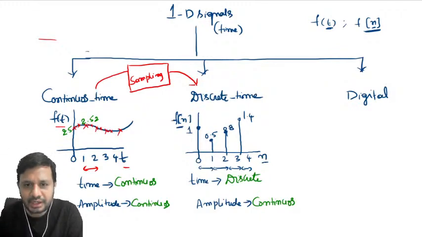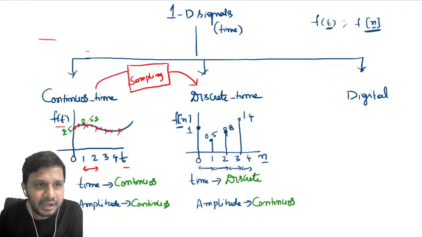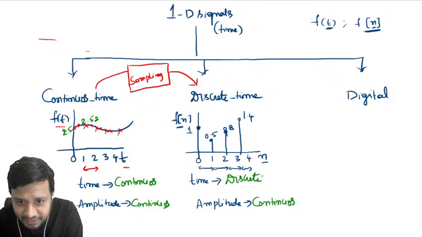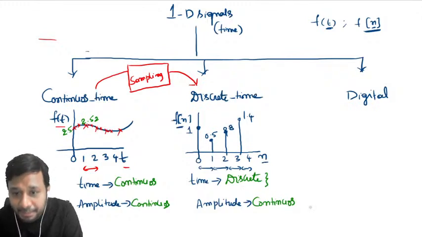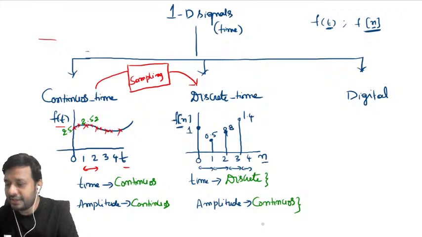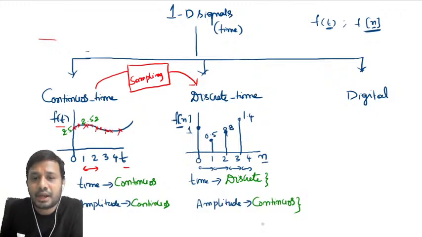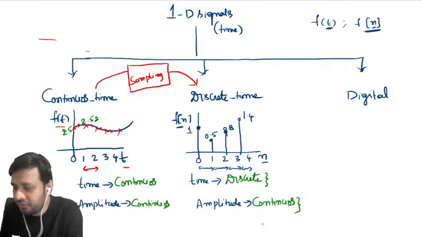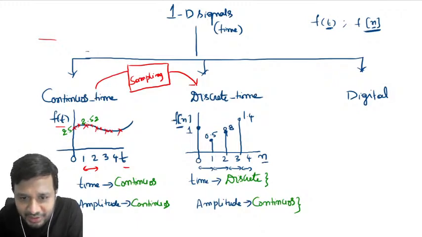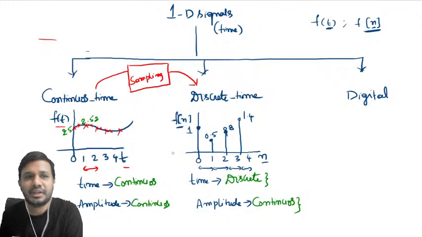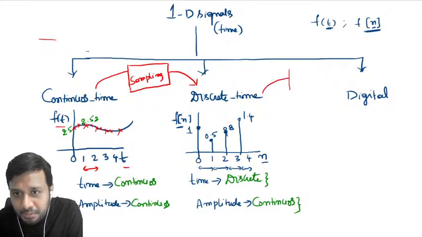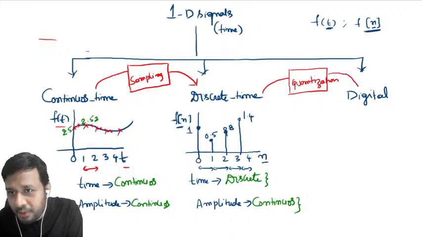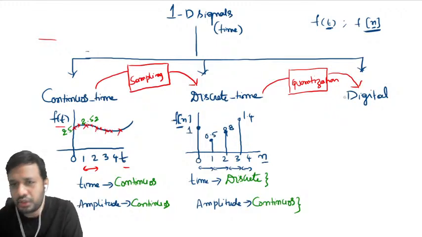Now after coming to discrete time signals, what is the nature of the independent and dependent variables here? The independent variable is discretized with sampling, but the dependent variable is still continuous. And we know that if we want to process any signal on a computer, the computer understands only the language of ones and zeros. So our aim is to convert these continuous amplitudes in the discrete case to discrete amplitudes, which is done by a process known as quantization. By quantization, discrete time signals are converted into digital signals.